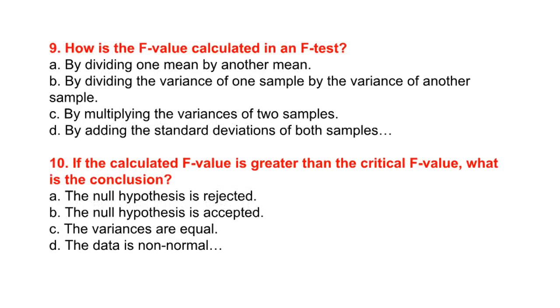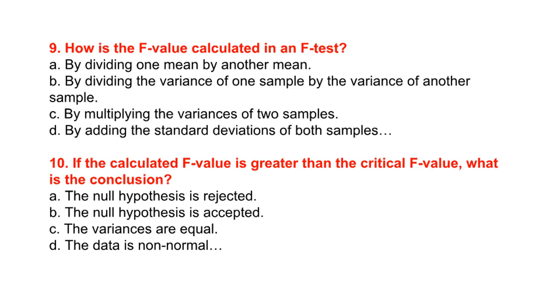9. How is the F-value calculated in an F-test? A. By dividing one mean by another mean. B. By dividing the variance of one sample by the variance of another sample. C. By multiplying the variances of two samples. D. By adding the standard deviations of both samples. Answer: B. By dividing the variance of one sample by the variance of another sample.